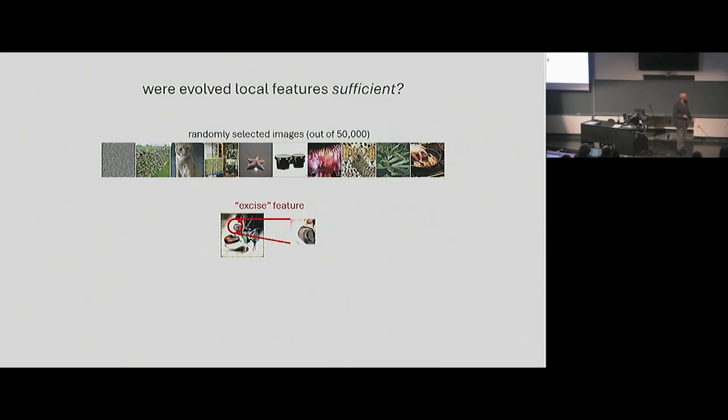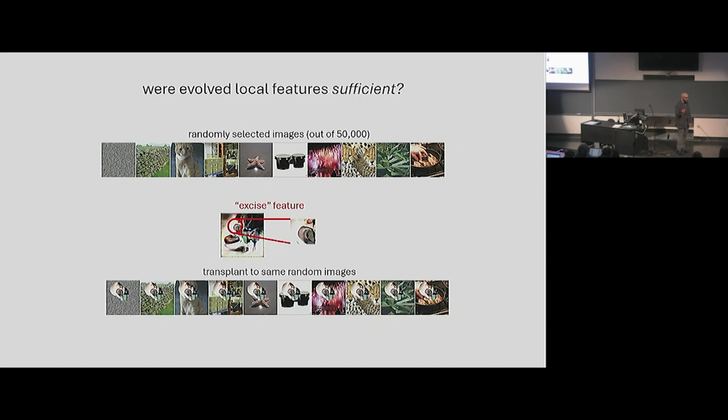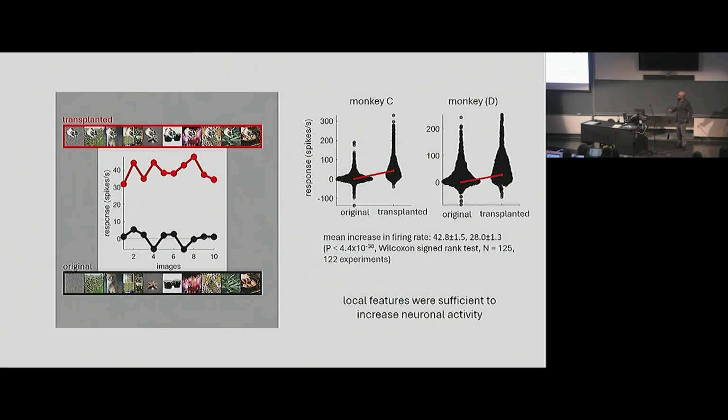And so for that, what we can do is start by randomly selecting completely unrelated natural images out of the data set of like 50,000 of them. So in this particular case, it was this. Now we can take this local feature that we thought was important and graft or transplant it onto these otherwise unrelated images and then ask, does the neuron respond as we think it should? And indeed, here are the responses of the neuron to these images that lack the local feature, and the moment you transplant them, the firing rate goes up. Not necessarily all the way up to what it could be, but the point is, it does demonstrate that the local features do seem to be quite sufficient for increasing neuronal activity.